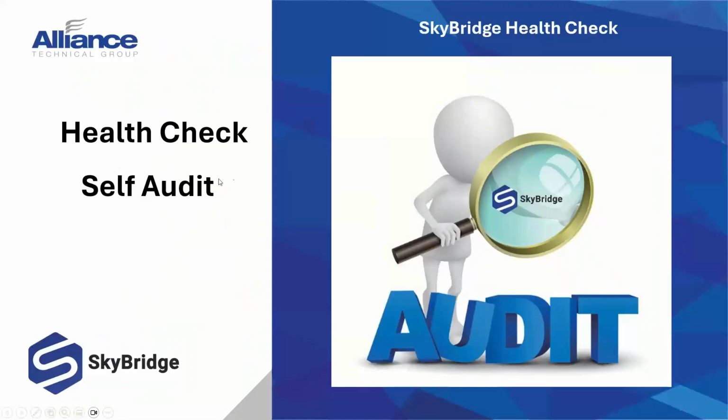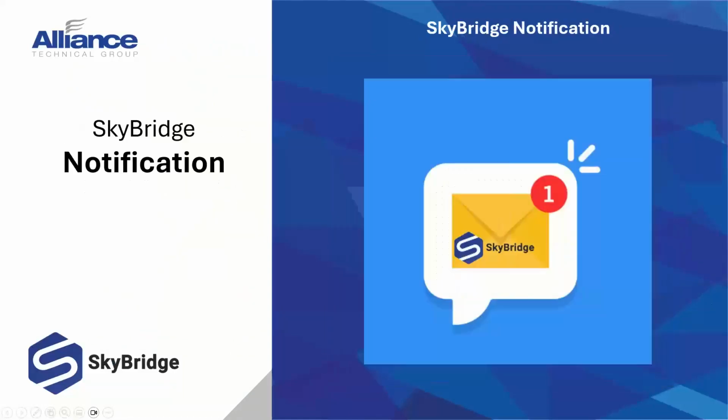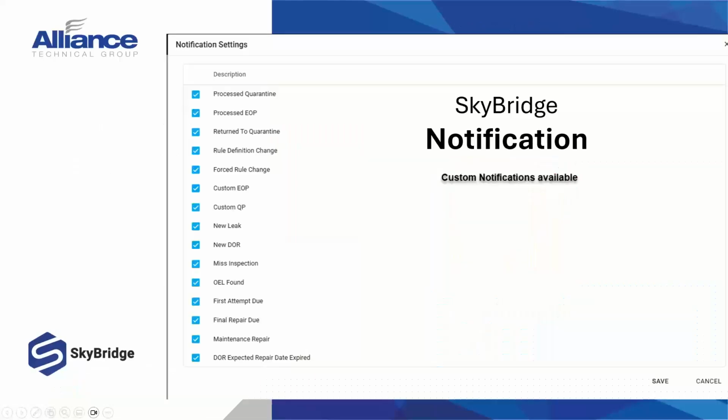All right, so health check, self audit here. This is the one, notifications, getting email notifications if something is triggered in your database, and that's pretty handy. If you notice here in the SkyBridge database right now, as it comes, open the box, you have these right here. Standard notifications here. All these you can get notified for.